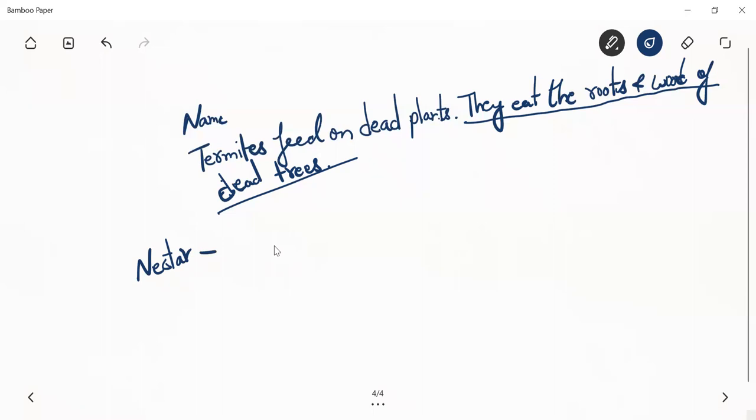Nectar is a sweet juice that comes from flowers. Yes. Then we have, name an insect that feeds on nectar. Butterfly. Yes, an insect only. Name some animals that feed on insects. Hedgehog. Dragonflies. Yes, dragonflies. Fish, frogs, snakes, lizards, birds, spiders, and many other animals.